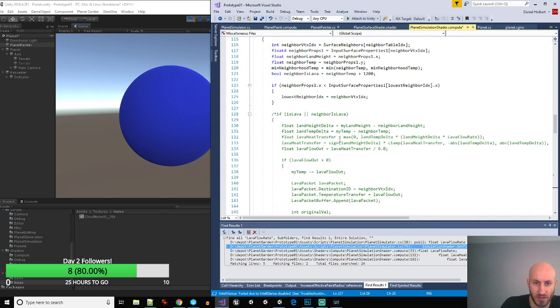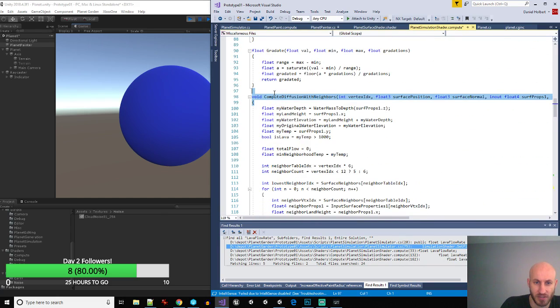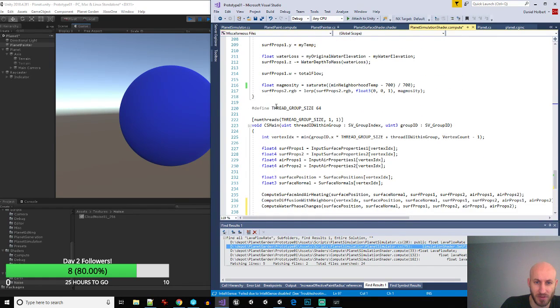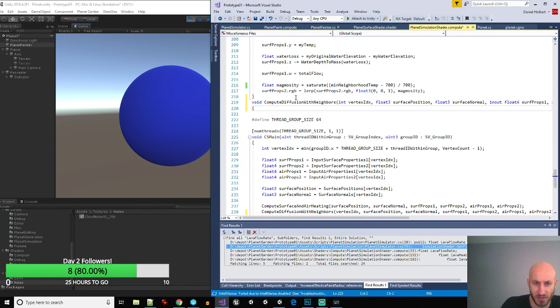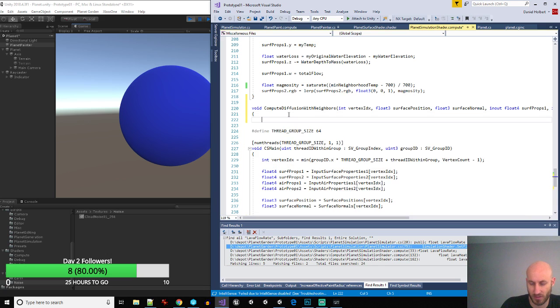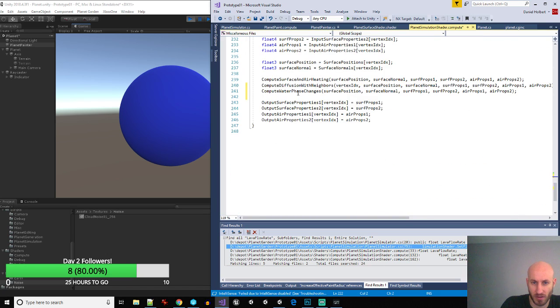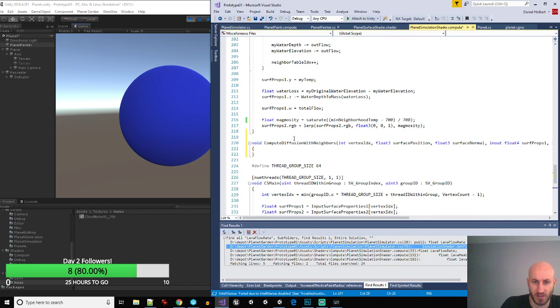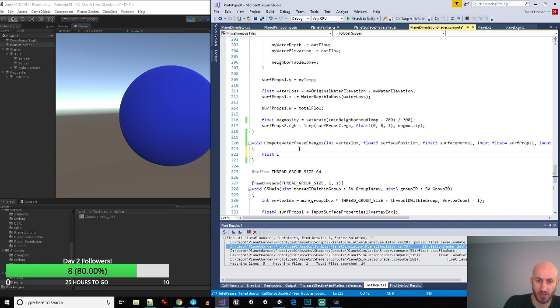Once again, I'm going to be lazy and just copy and paste. It's always dangerous to do copy and paste, generally speaking, but this is a pretty safe one. I call it computer water phase changes. Okay, so I've got a space carved out for that now, and I need to actually do something. So the land temperature, I need to take a look at that value.